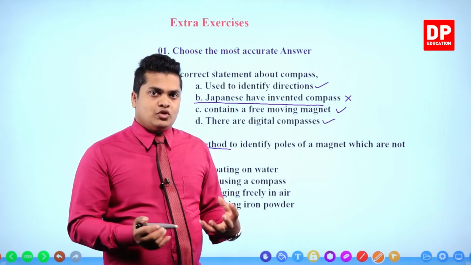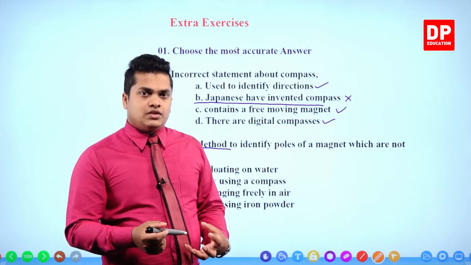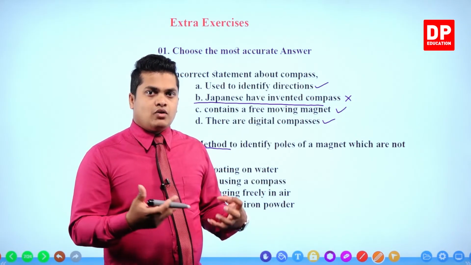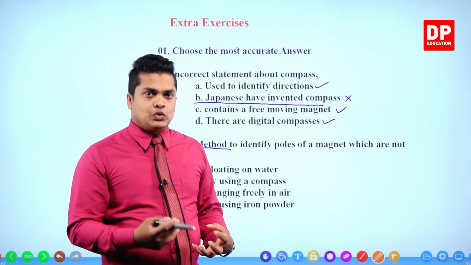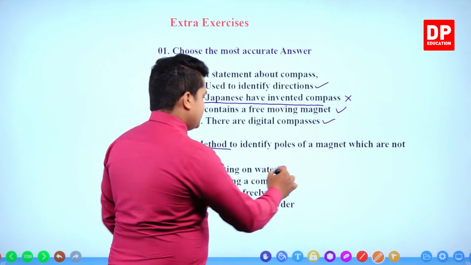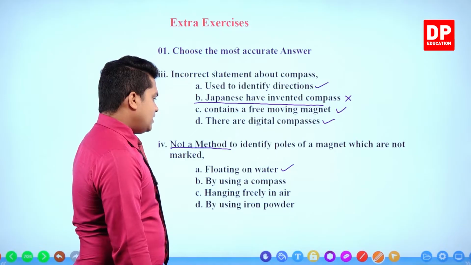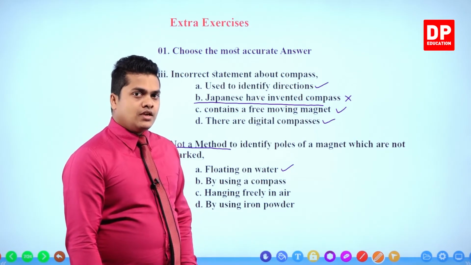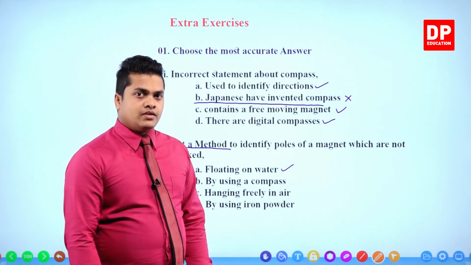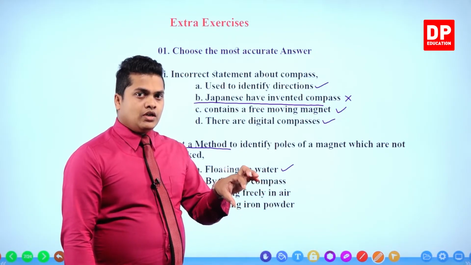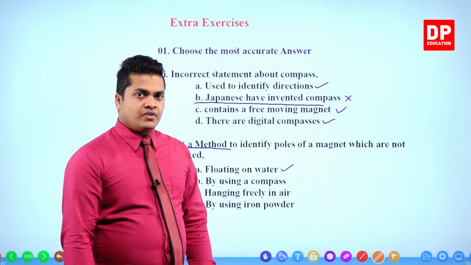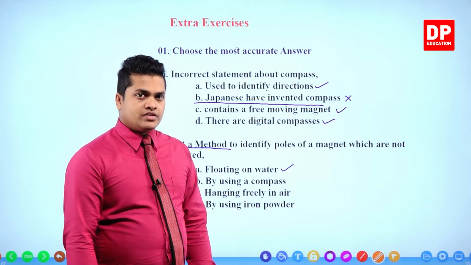It's because of the geomagnetism of our earth. That's how compasses are also made. So this response is correct. Floating on water. Then by using a compass, yes, that is also correct. We can bring it near the compass needle, which is directed towards the north.